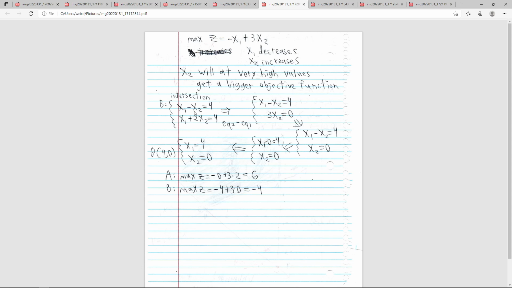So the B point is x1 minus x2 equals 4 and x1 plus 2x2 equals 4. We solve. It's very easy to solve because one of them is equal to 0. So max z equals 6 or max z equals negative 4. No, but these don't work because it's unbounded.